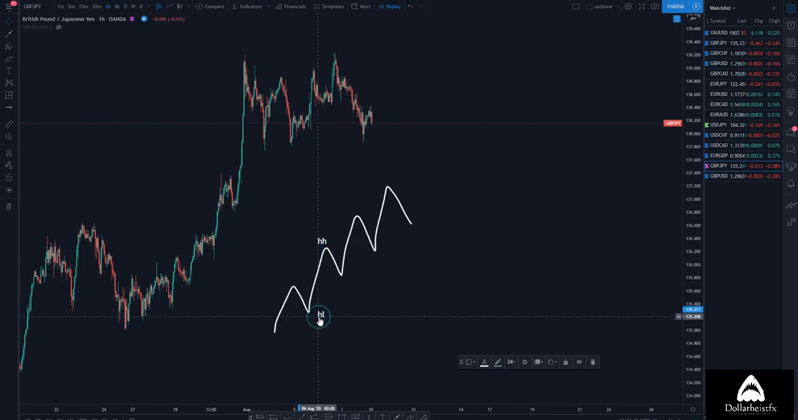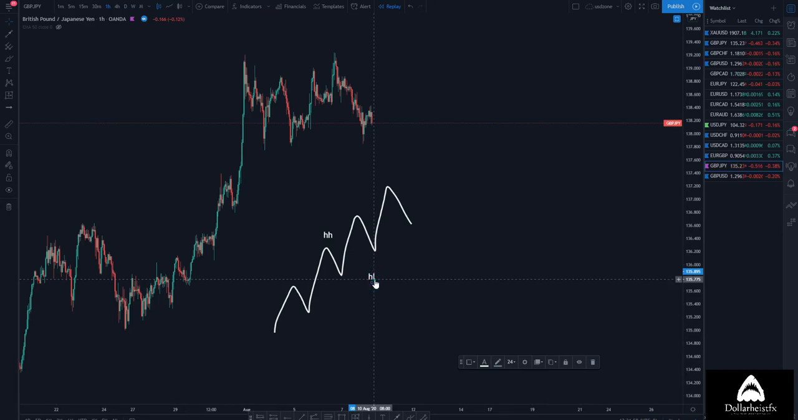Why did I call this a higher low? Because this low is higher than this low. That's why it's called a higher low. That's why this is called higher high, higher high, higher high, higher low, higher low.